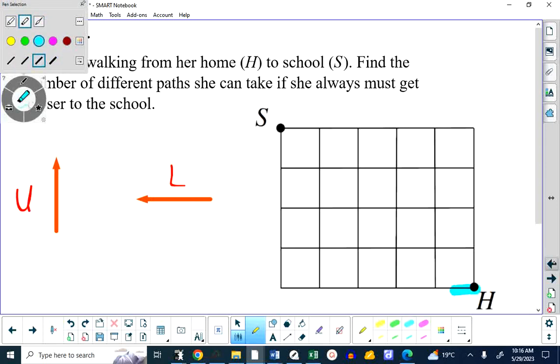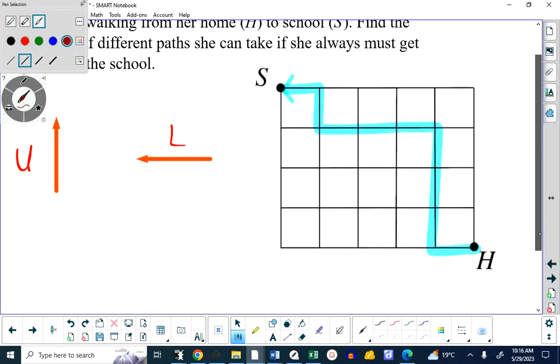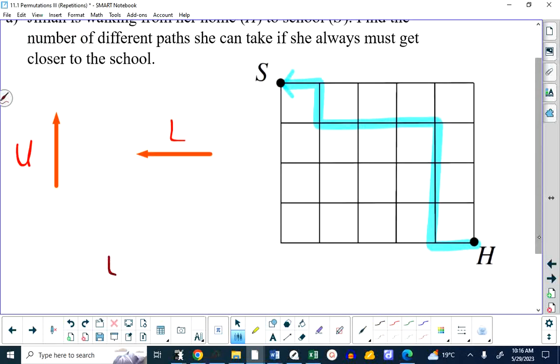This path is maybe not a very interesting path, but it's one of the things Jillian could do to get home. Notice that the path can be written out as L, U, U, U, L, L, L, U, L: left, up, up, up, left, left, left, up, left. If Jillian wanted to take a different path home every day, this would be one of the sets of instructions telling her how to get home.